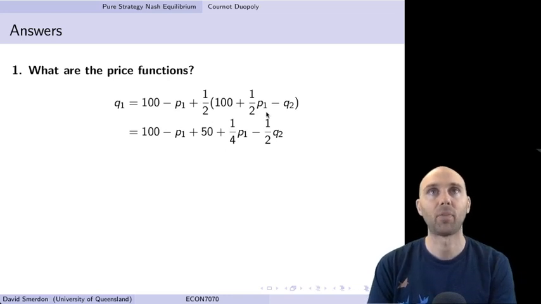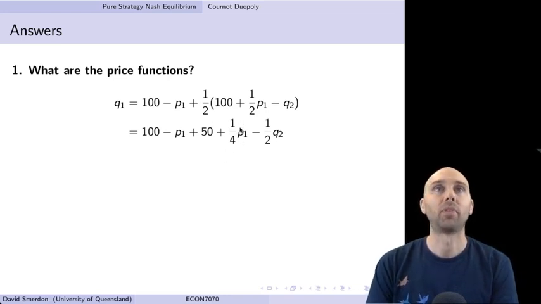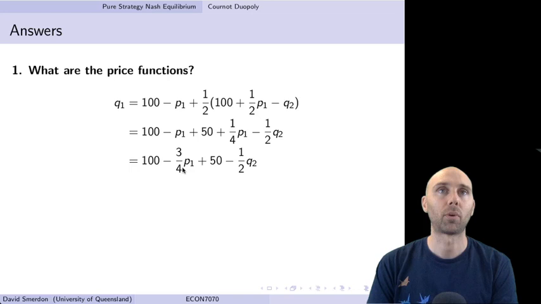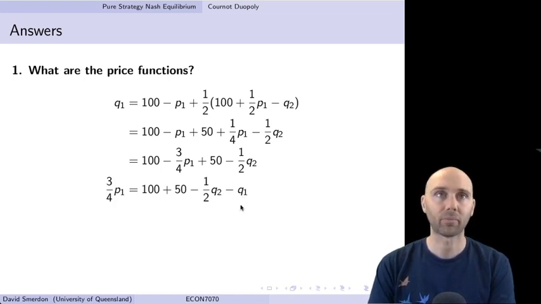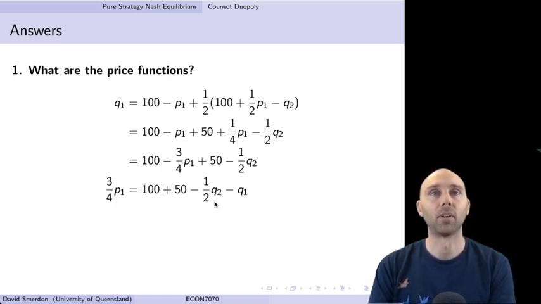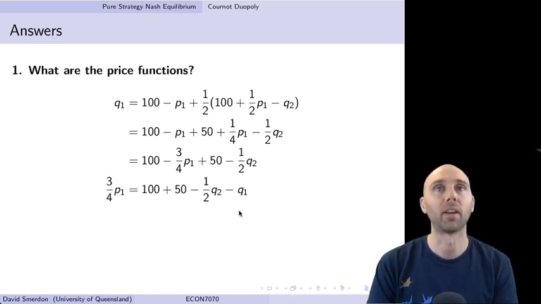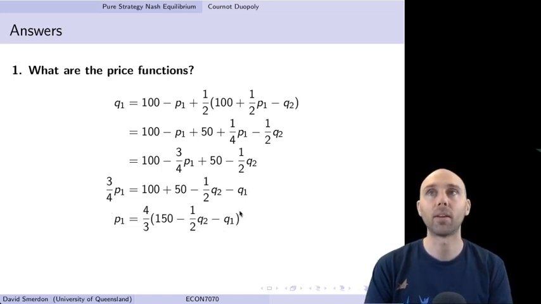Just expand out these brackets and then put these P1s together to get 3 over 4 P1 here and everything else on the right. Now we want to take this guy and isolate it on the left-hand side. So we'll throw that over there, throw the Q1 from here over to here on the right-hand side. And the final step, take this 3/4 and divide everything on this side by 3/4, or in other words, multiply it by 4 over 3.